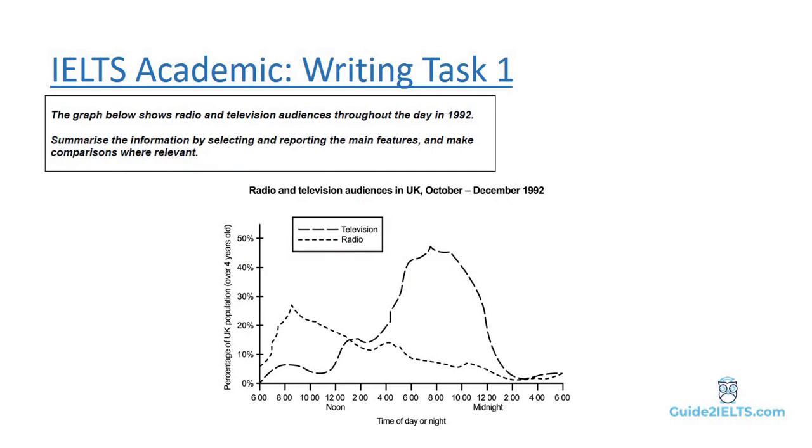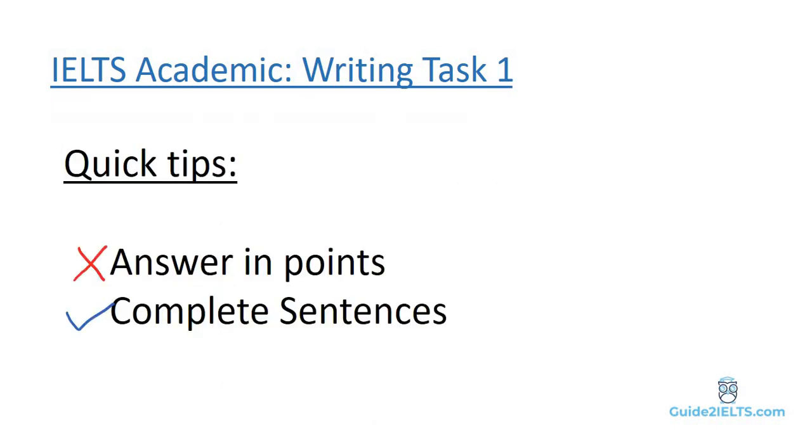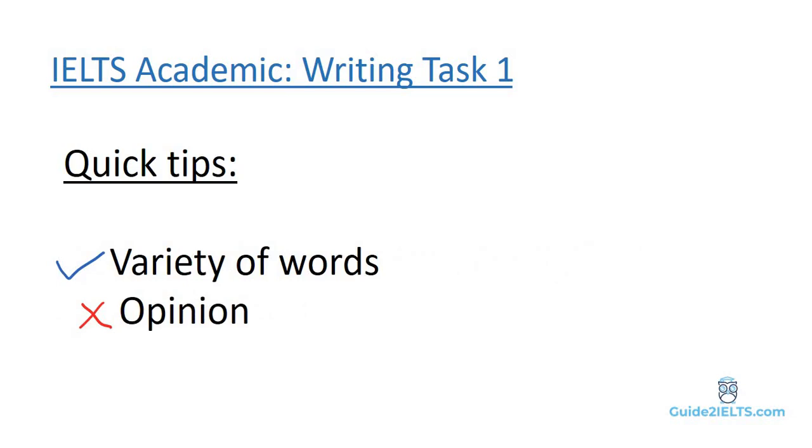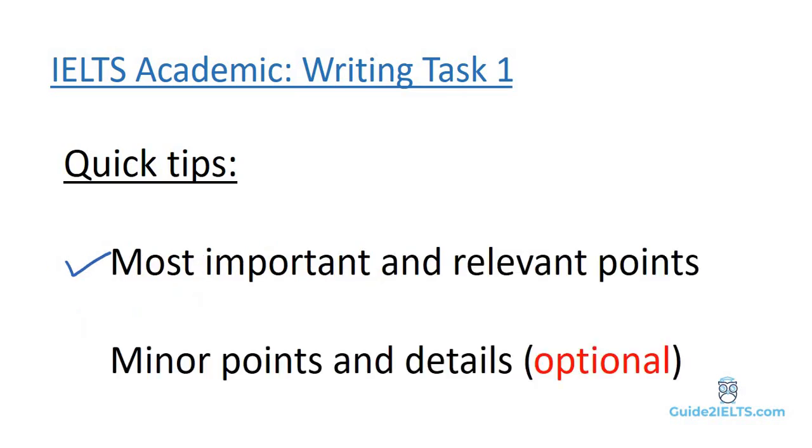Some quick tips for Writing Task 1 academic before we start. Don't write your answers in points. Write complete sentences. Do not use contractions such as don't, isn't, etc. Write do not, is not instead. Use a variety of words, and it does not just mean big words. Do not give your opinion. Include the most important and most relevant points in the diagram. Some minor points or details may be left out.